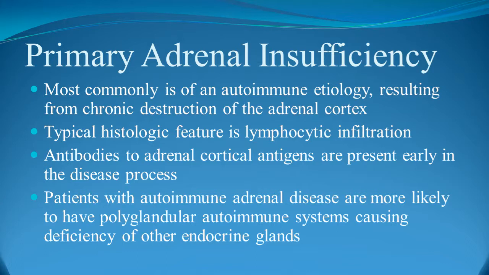Most commonly, it is of an autoimmune etiology resulting from chronic destruction of the adrenal cortex. Typical histological features are lymphocytic infiltration, and antibodies to the adrenal cortical antigens are present in the early disease process. Patients with autoimmune adrenal disease are most likely to have polyglandular autoimmune syndrome, causing the deficiency of other endocrine glands.